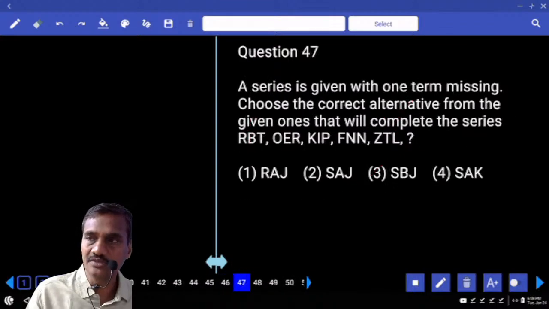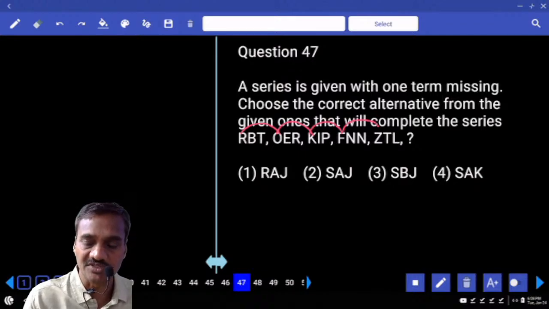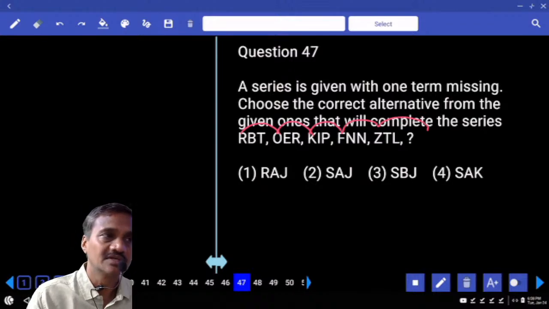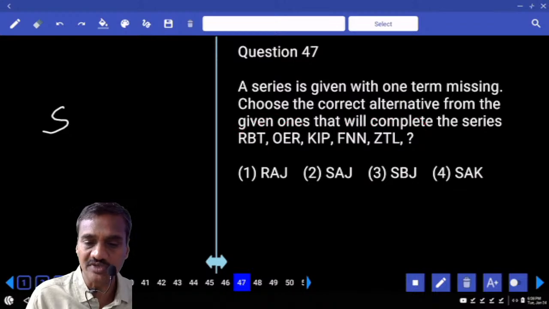Then 47, R and O. R and O, 18, 15 minus 3. 15, 11 minus 4. 11 and 6 minus 5. Next minus 6, Z. Z minus 7. 26 minus 7. 19th, that is S. First letter is what? S. The difference between the letters is minus 3, minus 4, minus 5, minus 6, minus 7.